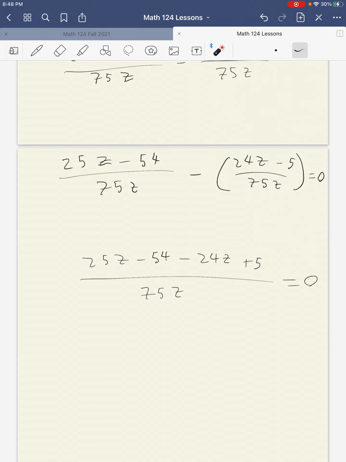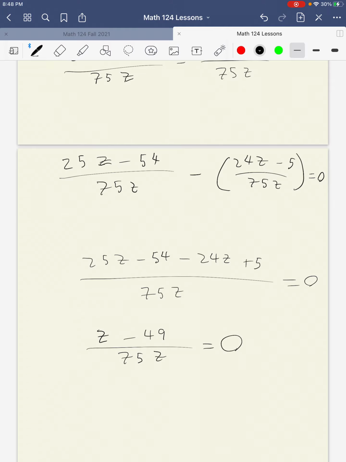Now let's just simplify the top of this fraction. We have 25z minus 24z, which is just 1z. We have negative 54 plus 5, so that's 5 minus 54, negative 49. All over 75z.